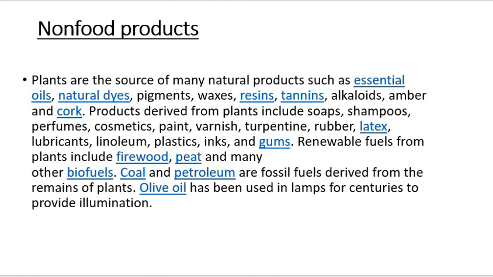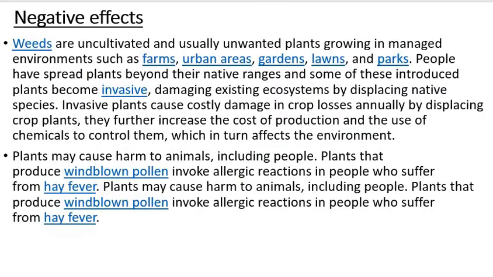Renewable fuels from plants include firewood, peat, and many other biofuels. Coal and petroleum are fossil fuels derived from the remains of plants. Olive oil has been used in lamps for centuries to provide illumination. Okay, if we move forward, next is about negative effects as well.